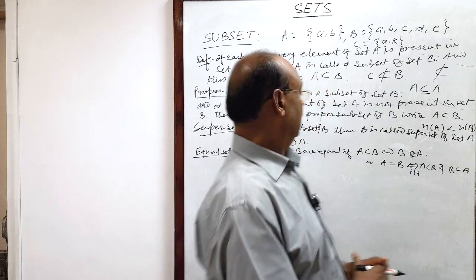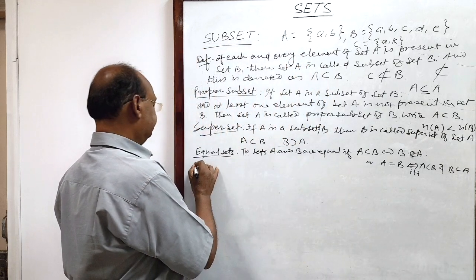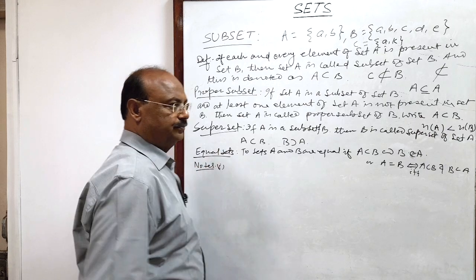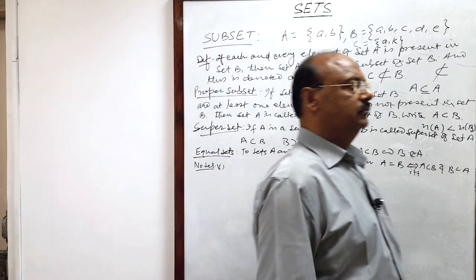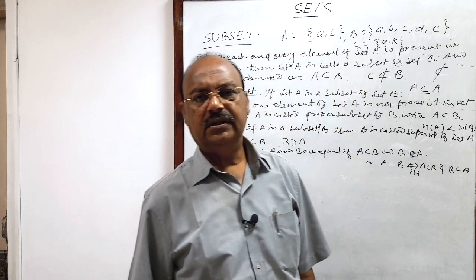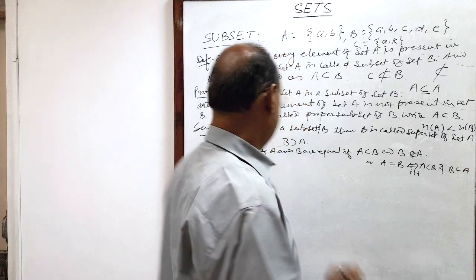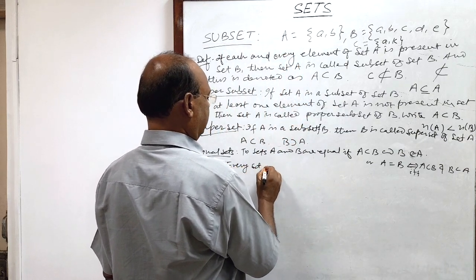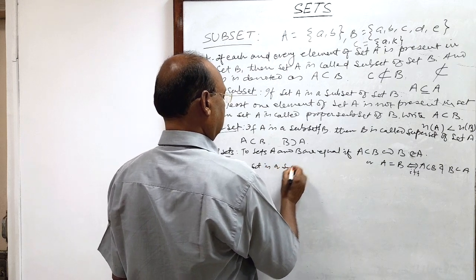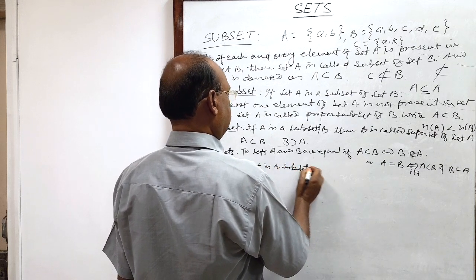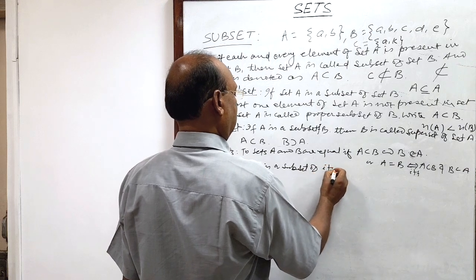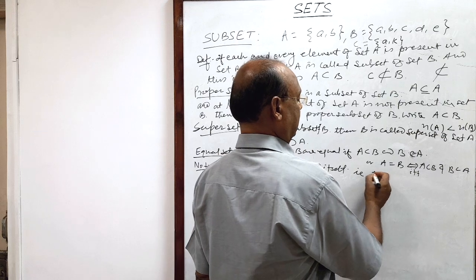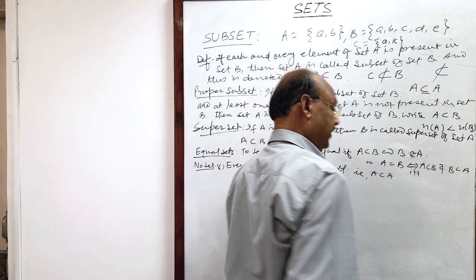Okay. Now let us see some notes. First, every set is a subset of itself. That is, if A is any set, then we can write A is a subset of A.